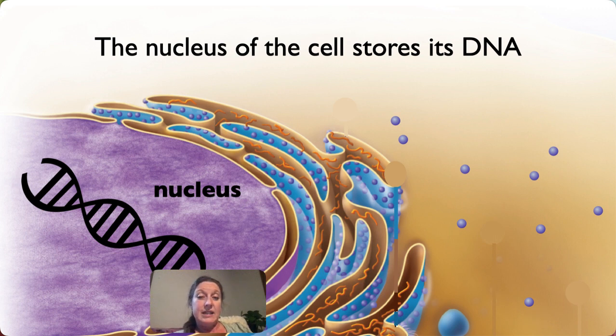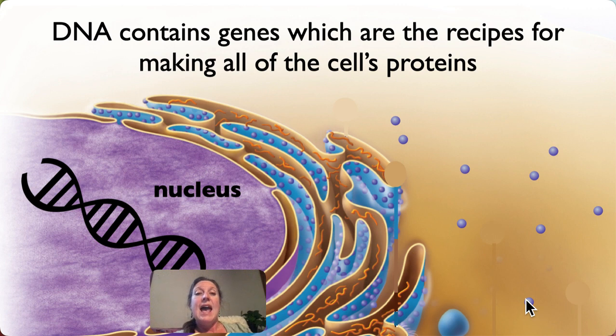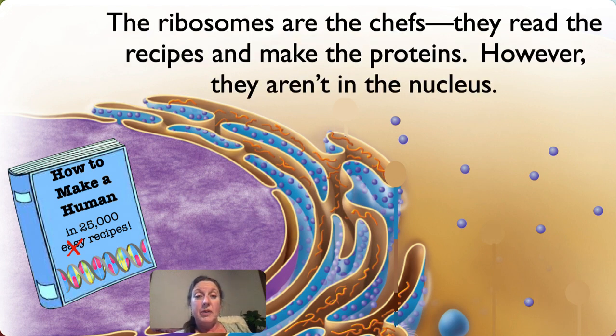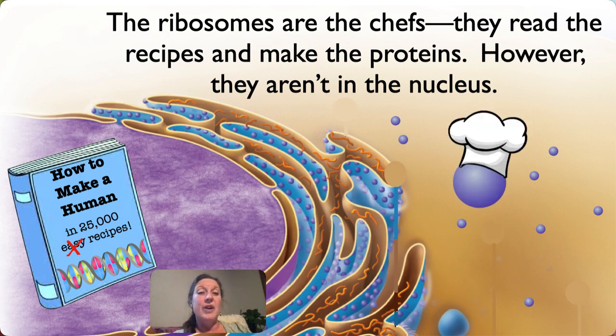Now, the nucleus of the cell is where the DNA is stored. And DNA contains genes, which are like the recipes for making all of the cell's proteins. So we can think of DNA as being like the cell's cookbook. The ribosomes are the chefs. They read the recipes and make the proteins. However, ribosomes are not in the nucleus. They are located on the rough endoplasmic reticulum or out in the cytoplasm.